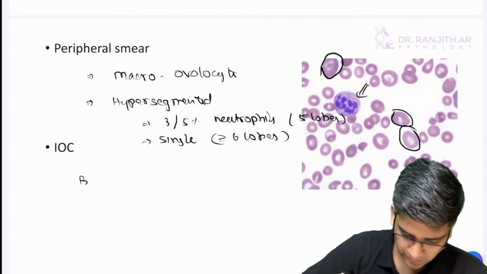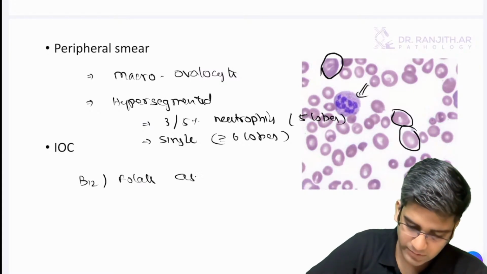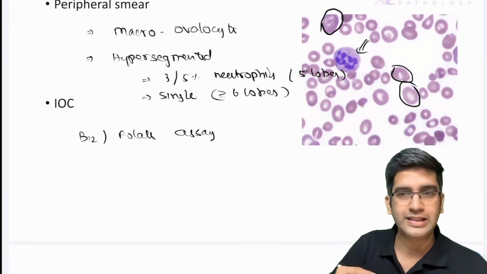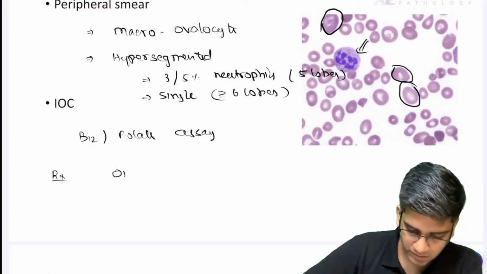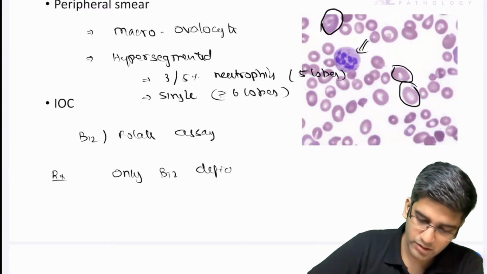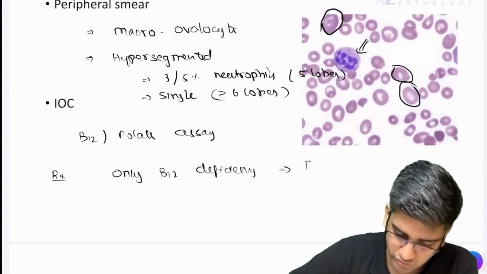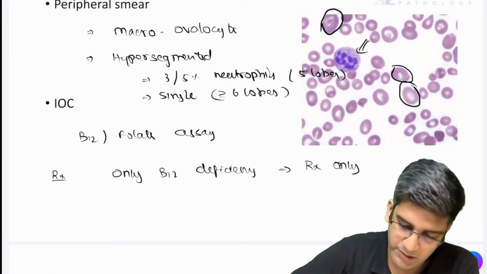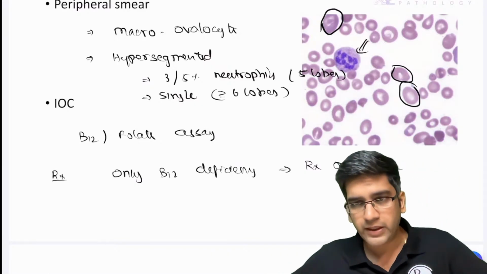Investigation of choice is your B12 or your folate assay. That obviously will tell finally that, okay, B12 and folate is less. That will be the investigation of choice. Treatment, do mention this. If it's only B12 deficiency, the older methodology is to treat both, but now you treat with only B12. Folate doesn't have a problem. Only B12 deficiency, treat only with B12. Fine.